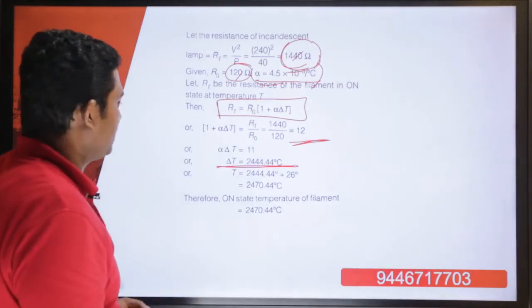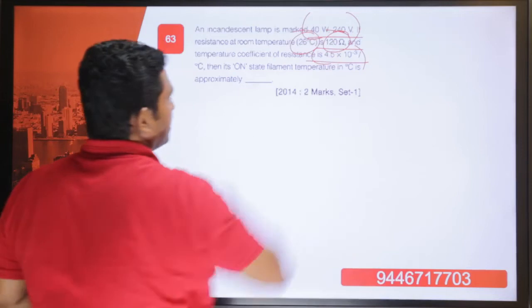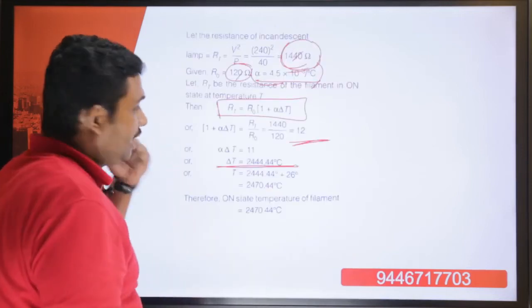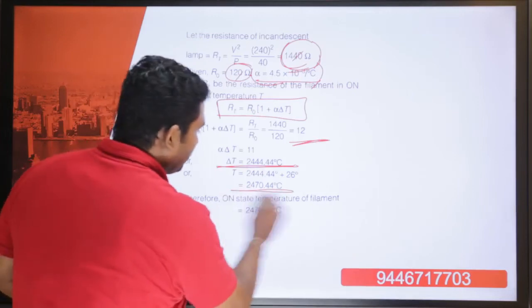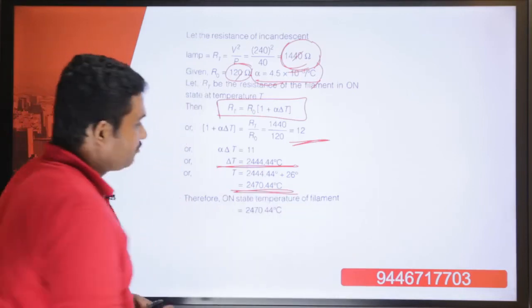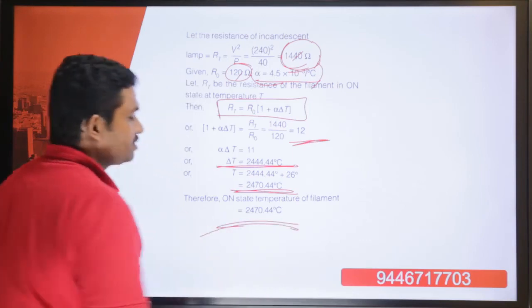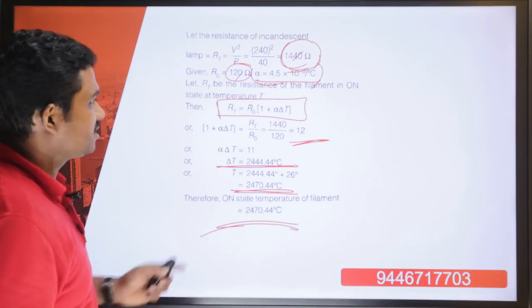2444.44 degree Celsius, but our ambient temperature is given to be 26 degrees Celsius. So we will have to add the ambient temperature to the filament temperature. So the total filament temperature will come to be 2470.44 degree Celsius.